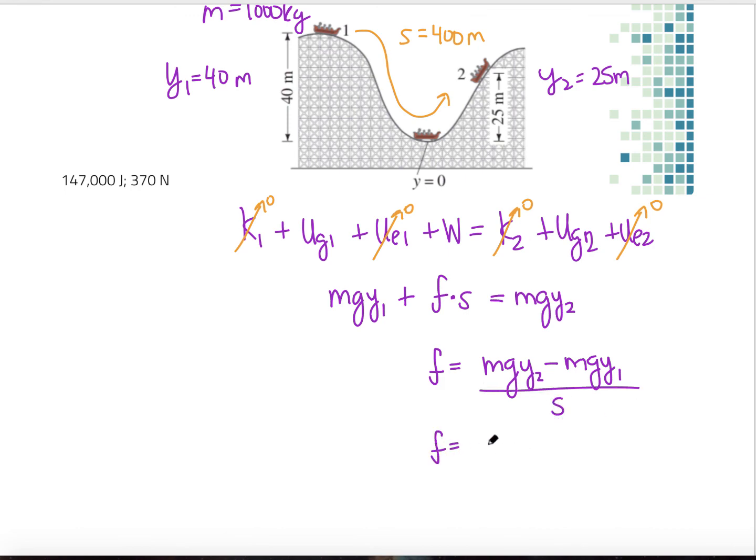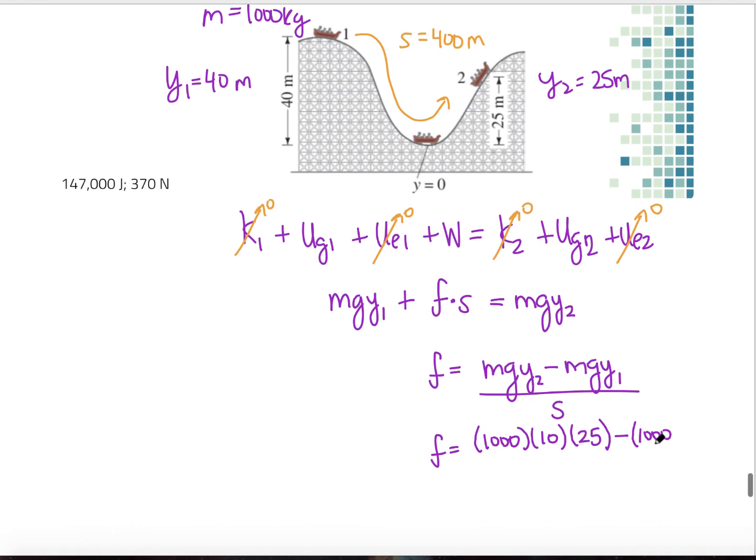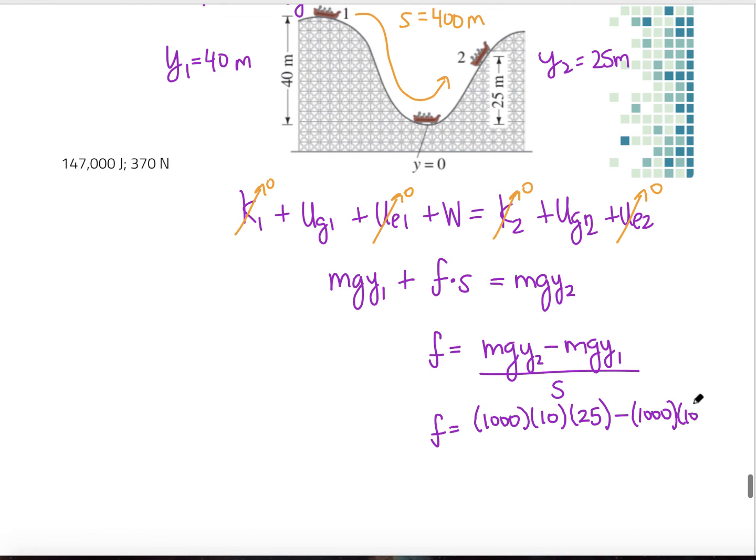So now let's substitute. So we have a mass of 1,000 kilograms times our g of 10 times our final height of 25 minus our mass 1,000 again times 10 times our initial height of 40 all over our complete distance traveled of 400 meters. So the force of friction in this case works out to be negative 375 newtons.